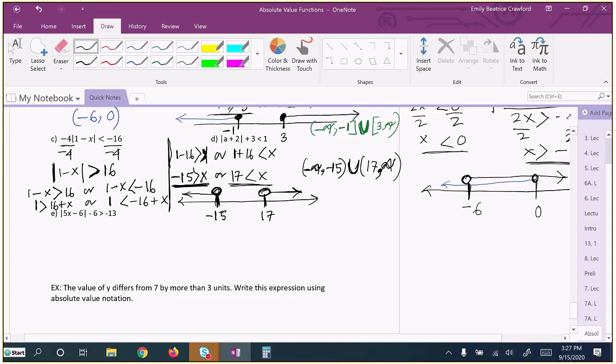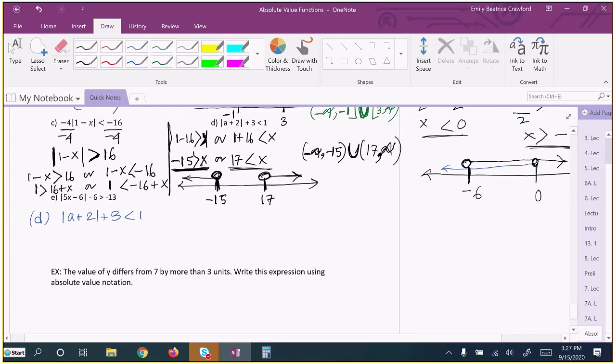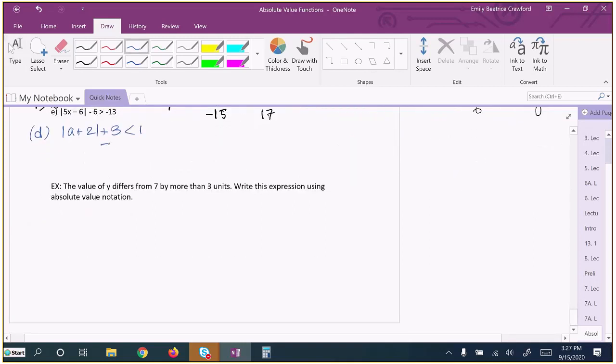Now I didn't do number D because it didn't have any space there, so let's go ahead and do number D here. So this inequality is absolute value of a plus 2 plus 3 is less than 1. You want to get the absolute value by itself, so you subtract 3 from both sides, and you get absolute value of a plus 2 is less than negative 2. But remember, absolute value cannot be less than a negative number. So this is a contradiction situation.